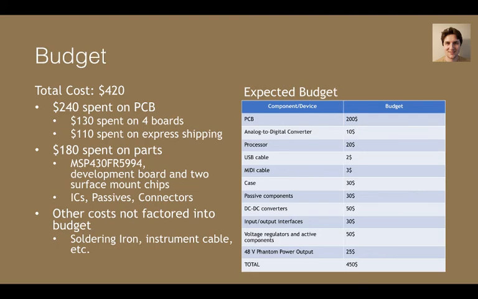$240 were spent on the PCB, and $180 were spent on parts. There are other costs that weren't factored into the budget, like buying a new soldering iron, instrument cables, and other expenses. But those are items that we get to keep afterwards, so we're not counting those.